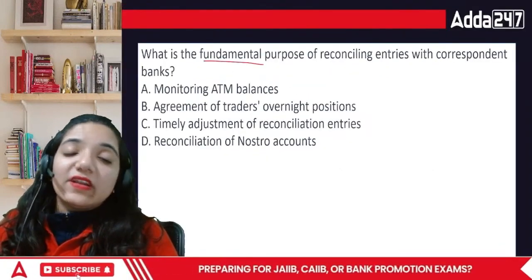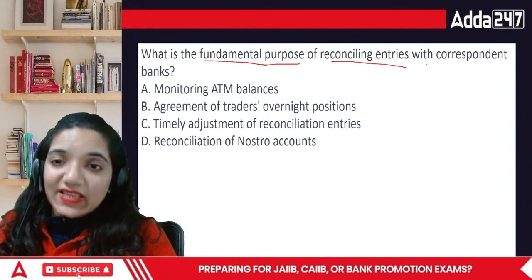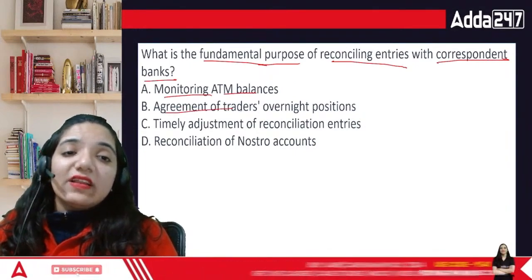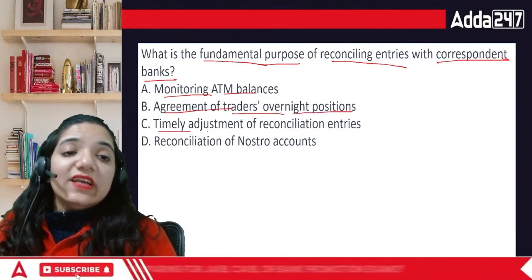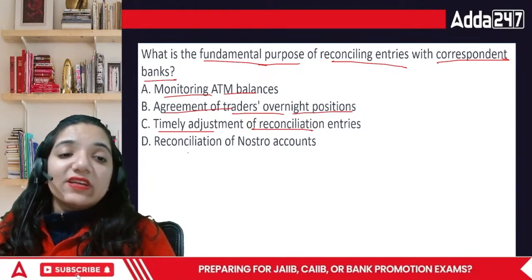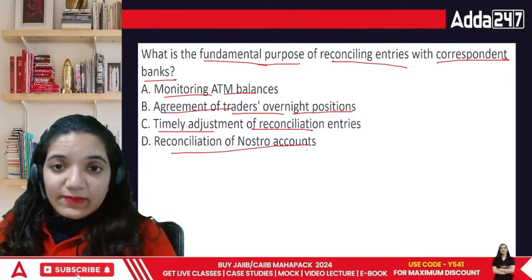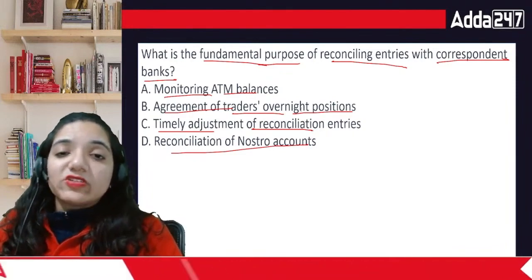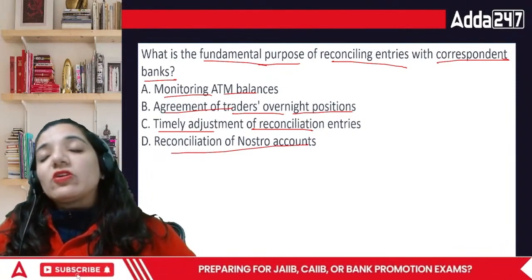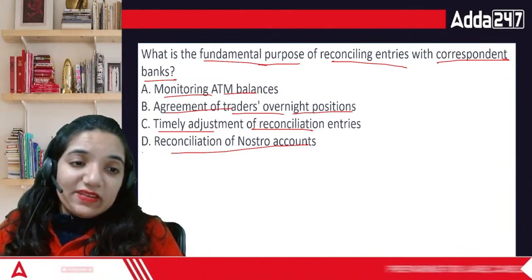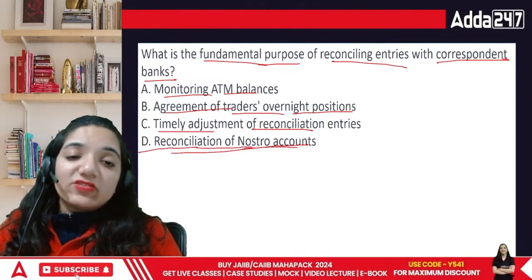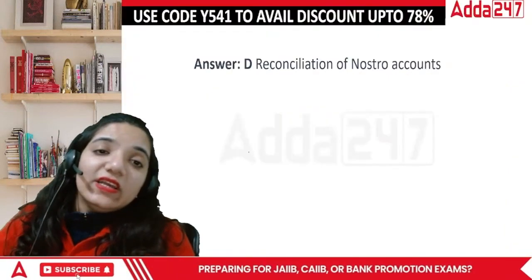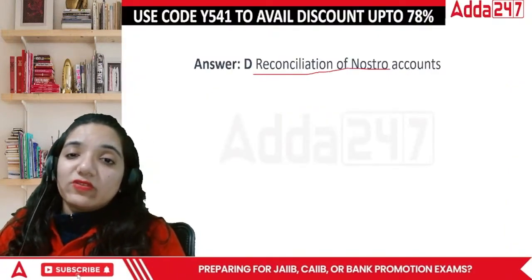Now, what is the fundamental purpose of reconciling entries with correspondent banks? Monitoring ATM balance, agreement of traders' overnight positions, timely adjustment of reconciliation, or reconciliation of NOSTRO accounts. What is the area where we are talking about? They're working with correspondent banks. When we are looking at other banks as well, then there is reconciliation of NOSTRO accounts. Okay? So in this case, the correct answer is actually D, reconciliation of NOSTRO accounts.